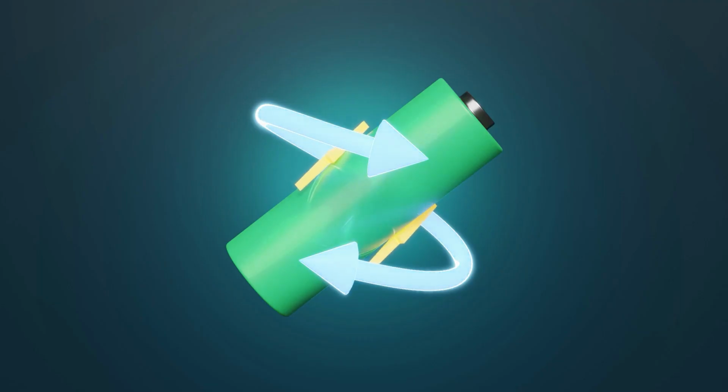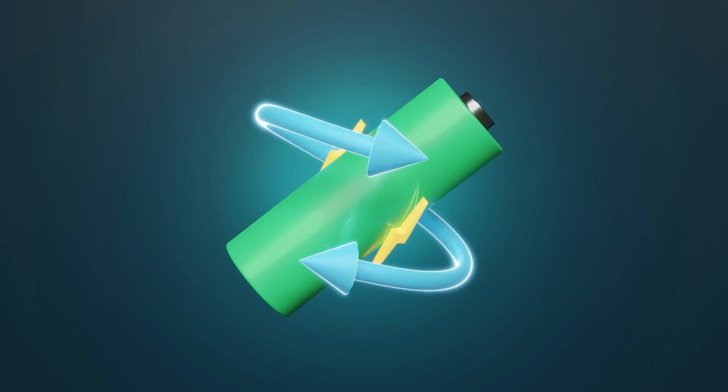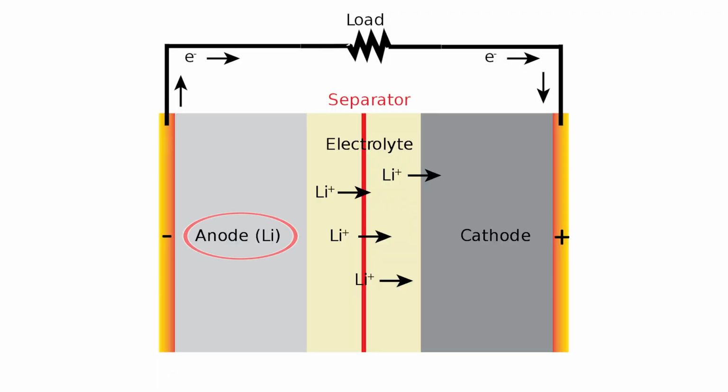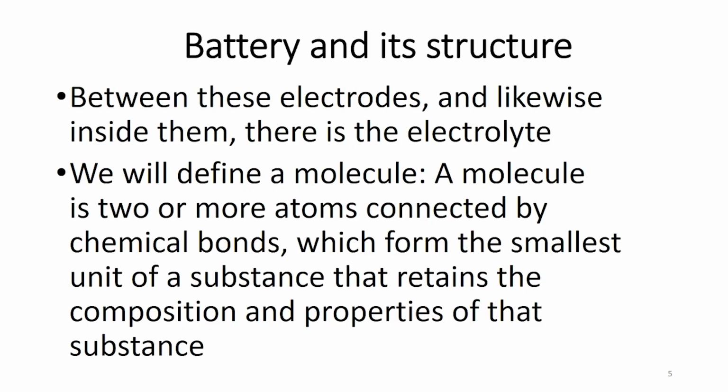During discharge, the battery is in use, supplying energy to any load in the electrical circuit. The second electrode is called anode and is connected to the negative potential end of the battery. This is the place to which the current enters the battery during discharge. Between these electrodes and likewise inside them, there is the electrolyte.